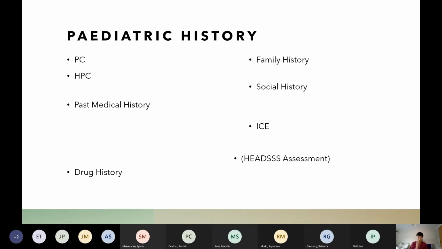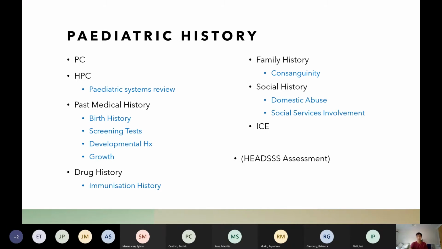Right, so here is your core history. You've got past, presenting complaint, history. I'm not going to go through this, you know it. But with a paediatric history, there are a few extra bits. I like to think of them as within these main headings, just so I have a sort of structure for them and I'm less likely to miss it. So in a history of presenting complaint, as always, you would do a systems review, but here in paeds, there's a specific paediatric systems review that I'd encourage you to do.